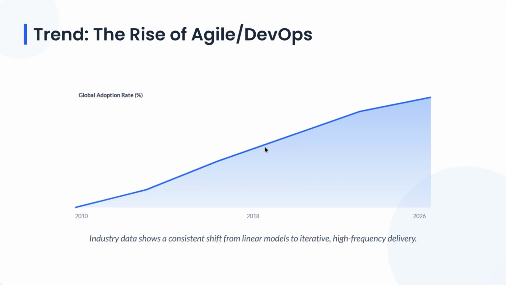Let's check out the trend. If you look at the industry trends over the last decade, there's a massive shift toward agile and DevOps. Companies are not waiting 12 months to release a product anymore, they are releasing small updates every single week. Understanding this shift is key to staying relevant in today's job market.